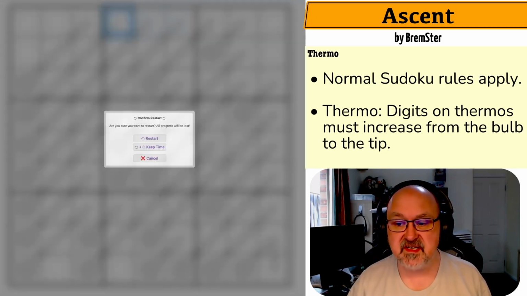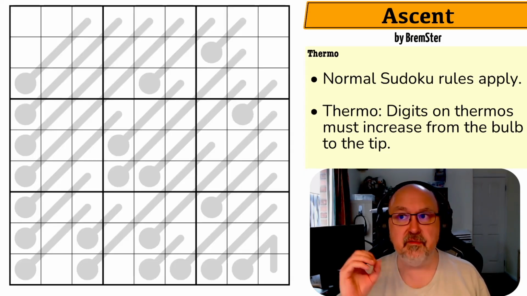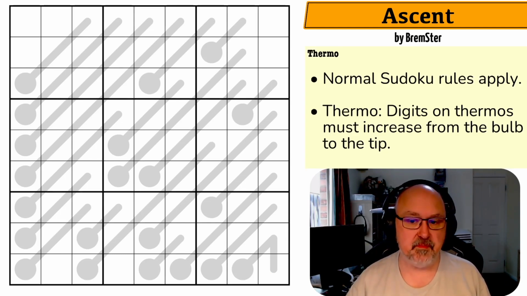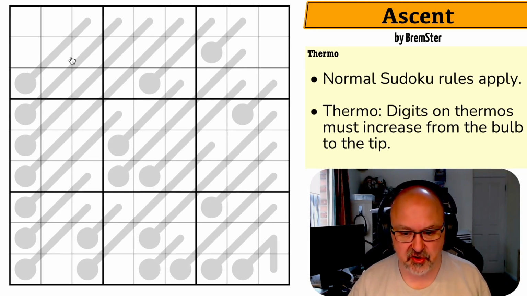I'm going to restart the puzzle to restart my timer. I did solve this when I set this a few days ago. And honestly, I've solved about 50 puzzles since then because I've been doing other things. So I really don't remember the flow of the puzzle. So let's give this a shot.